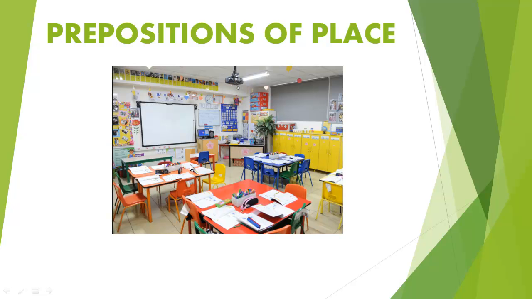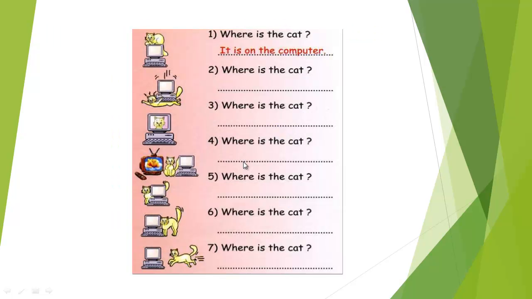So, as you can notice in the sentences I told you regarding the objects of the classroom, I included some words, and those are prepositions. This is the first activity guide that we're going to work on today, and I want you to pay attention to these pictures. So here we have a cat, and this is the computer. Here, the cat is on the computer.